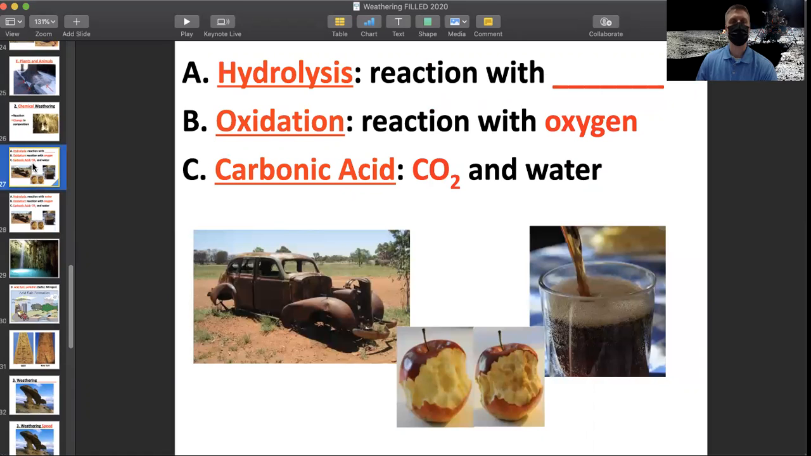Right. So here are a few chemical reactions that can lead to chemical weathering. So hydrolysis, when things react with water, oxidation, they react with oxygen. Anytime in chemistry you see some sort of an ox like that, it's going to refer to oxygen. And then for what we're talking about, the third one, carbonic acid, that's probably the most important one for what we were talking about.